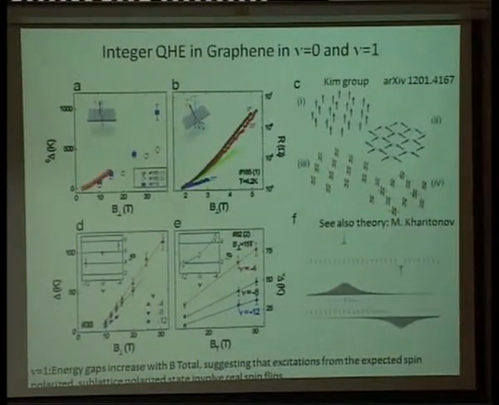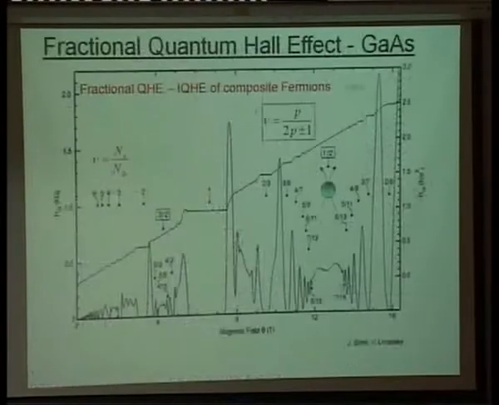And in fact, I think that in Pablo Jarillo-Herrero's group at MIT, they're beginning to see also a saturation of conductance at nu equals 0 as they apply a large parallel magnetic field. So I think this picture is beginning to make sense. But the focus of this talk is not the integer quantum Hall effect, it is in fact the fractional one.